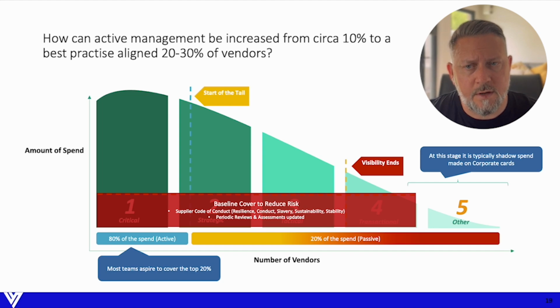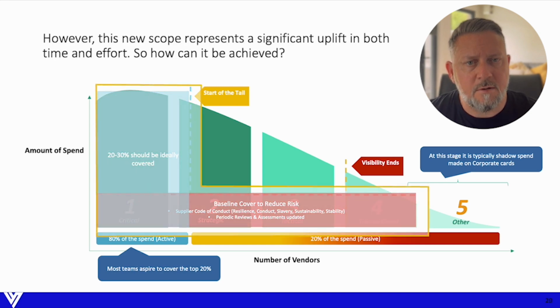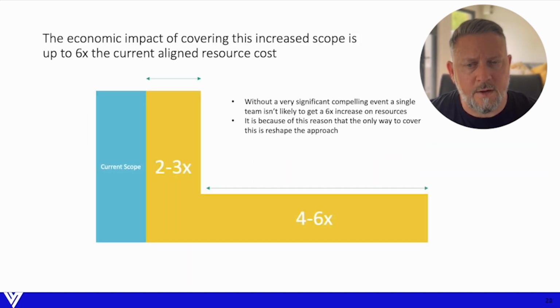Couple that with the aspiration that many organisations in reality would like to actively manage a third of their vendors, so 20 to 30% here. And you start to see that's very different from the original scope of the 10% that is being covered today. So when you do that and you compare that, you have this new kind of shape that formats out, which is then applied to the scope you've got today.